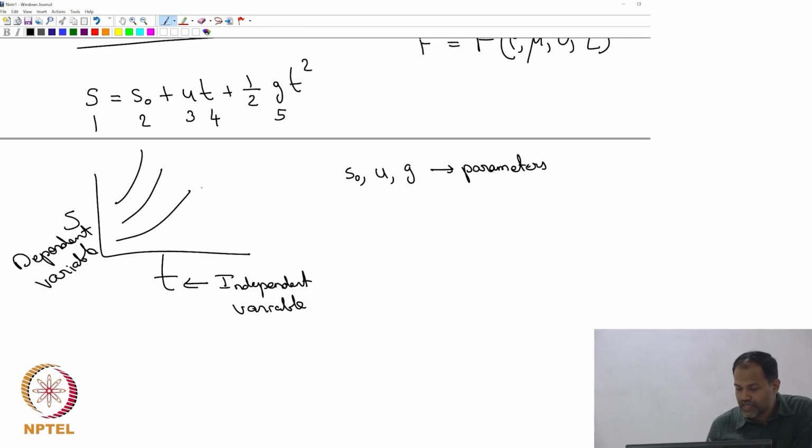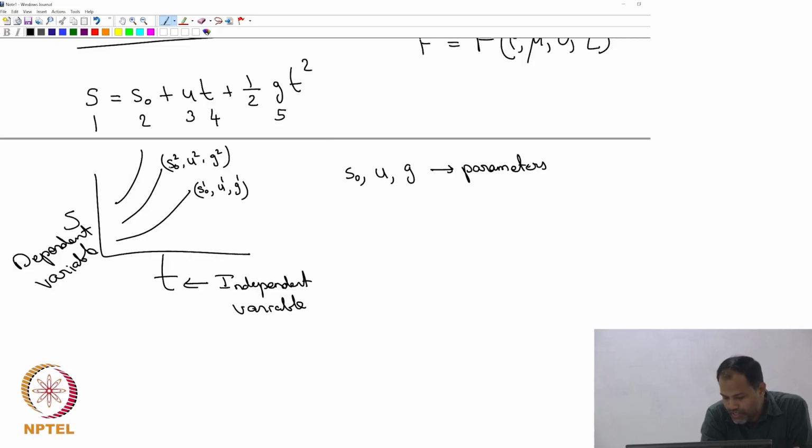So this may be for a given set of parameters S0, U and G. Let's say S0,1, U1, G1. You might get it for S0,2, U2, G2 and so on. For each of them you are going to get different plots. Or if you were to do experiments without you knowing this relation, you would have changed S0, G and U multiple times to get these plots.